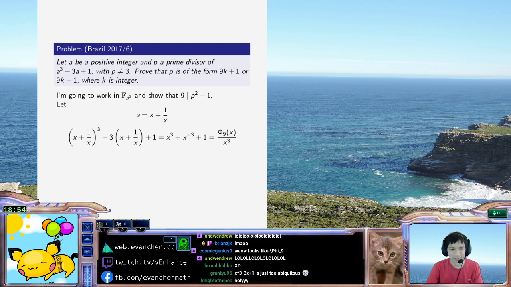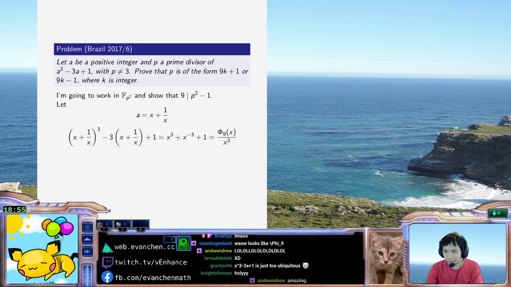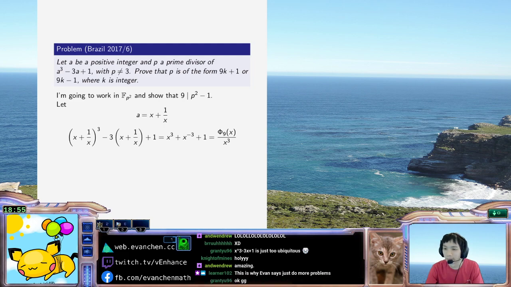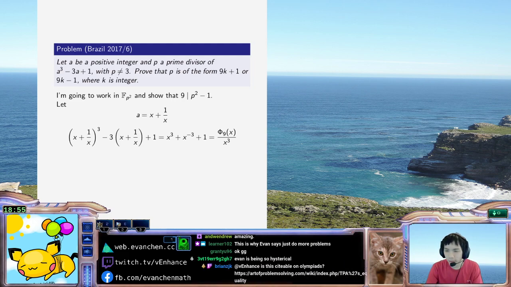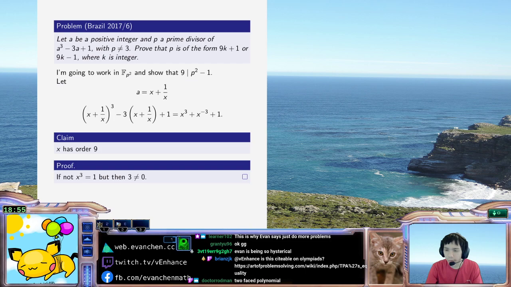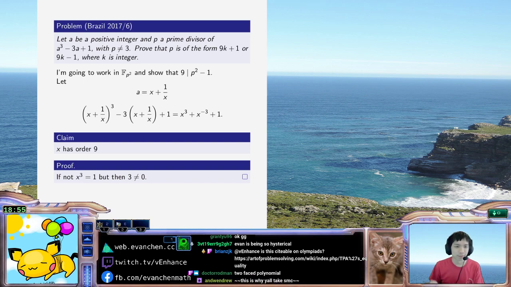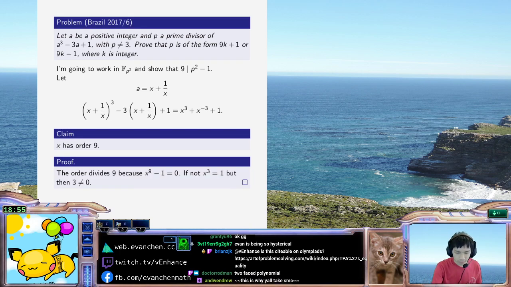So yeah, this should solve the problem because I claim x has order 9. If x does not, then x cubed is 1, but then 3 is not 0. So I don't even need to comment on the cyclotomic thing. It's just that x has order 9. If not, x cubed is 1, so the order divides 9, because x to the 9 minus 1 is 0. Okay, so x has order 9, and 9 divides p squared minus 1. So we are done.